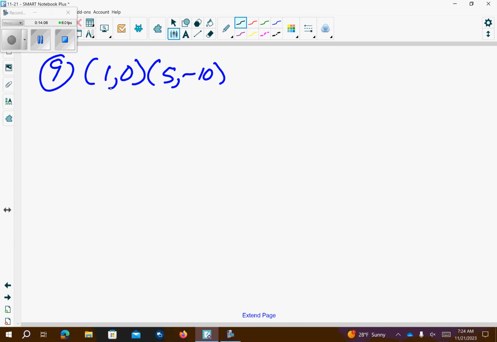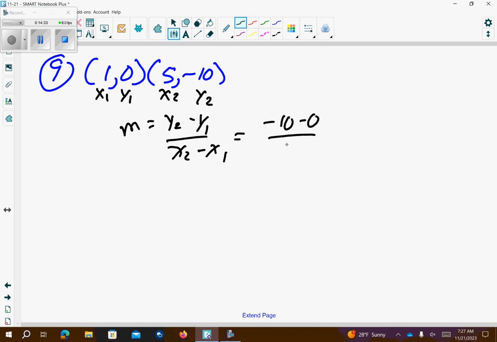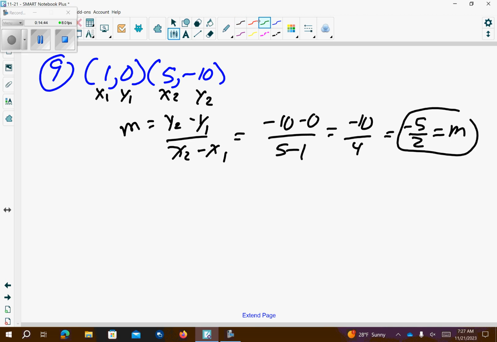Number 9, I do not have the y-intercept. I do have a 0 on the y spot, but that's not the y-intercept. So I'm going to go x1, y1, x2, y2. Let's find our slope. So we have y2 minus y1 over x2 minus x1. So I'm going to get negative 10 minus 0, 5 minus 1. So that's going to give me negative 10 over 4, which reduces to negative 5 over 2 because 2 goes into both top and bottom. There's my slope.